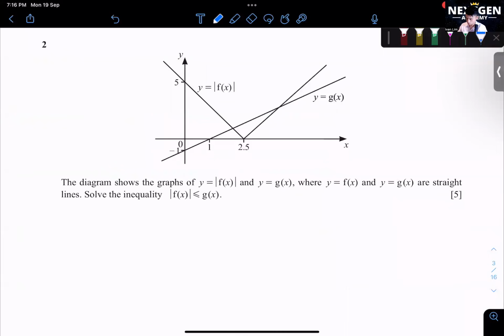Let's go. Question 2. The diagram shows the graph of y equals modulus f(x) and y equals g(x), where y equals modulus f(x) and y equals g(x) are straight lines. Solve the inequality modulus f(x) is less than or equal to g(x).